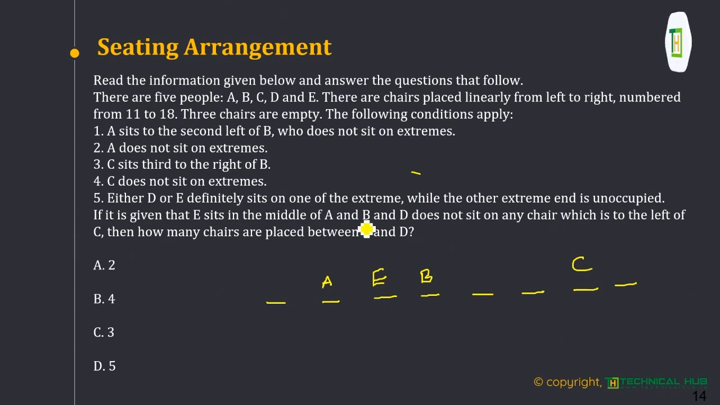Okay, so he does not sit on any chair. Once again, given that either D or E definitely sits on one of the extremes, the other end is unoccupied. So if it is given that E sits in the middle of A and B, this is the previous problem.